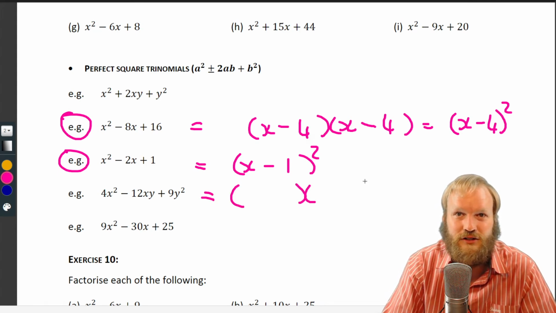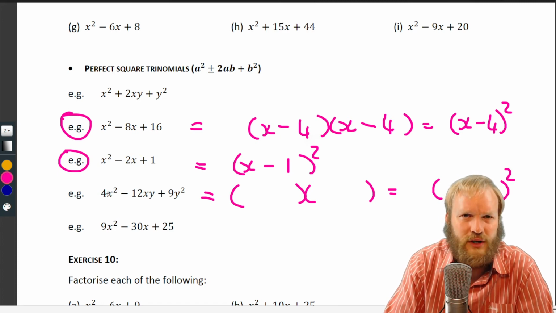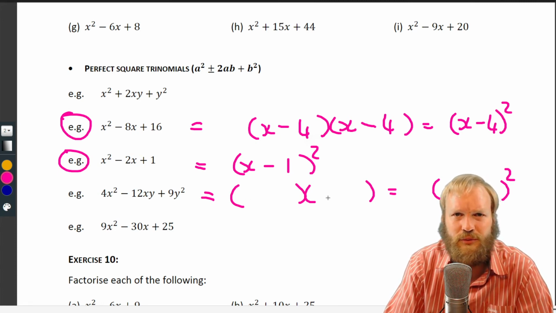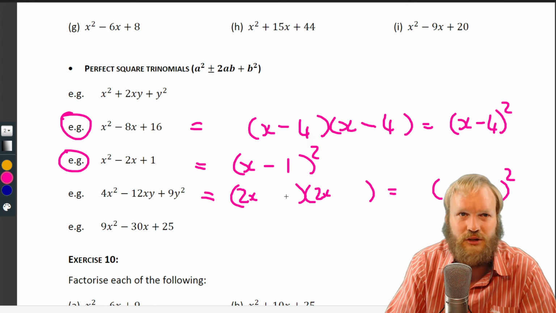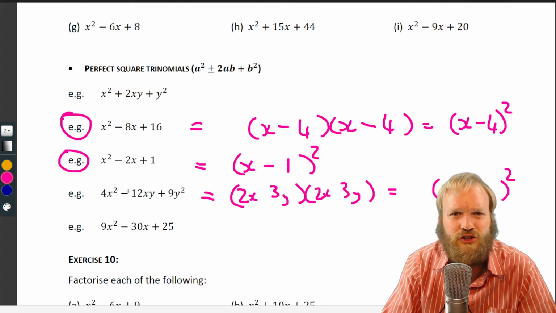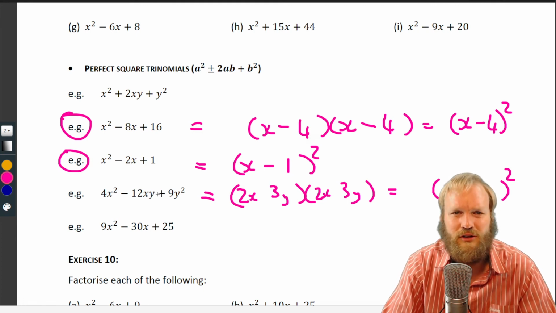I'm going to write it first of all in the 2 brackets before we know it's going to work out to be a perfect square trinomial. I'm going to say 4x squared. What's going to be the first term in each of these brackets? Well, 2x definitely. 9y squared. What's going to be the first term in each of these brackets? Well, we've got 3y. Why is this not a difference of 2 squares? Well, it's not a difference of 2 squares because we don't have a difference, and it's a trinomial, not a binomial.